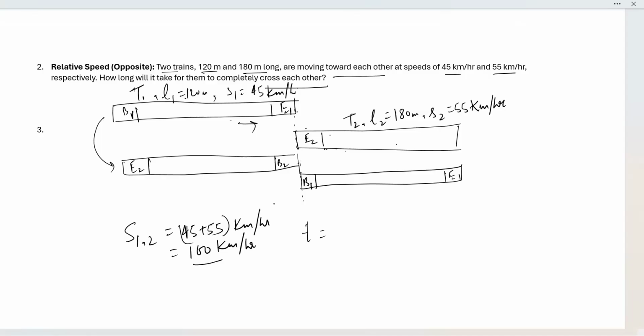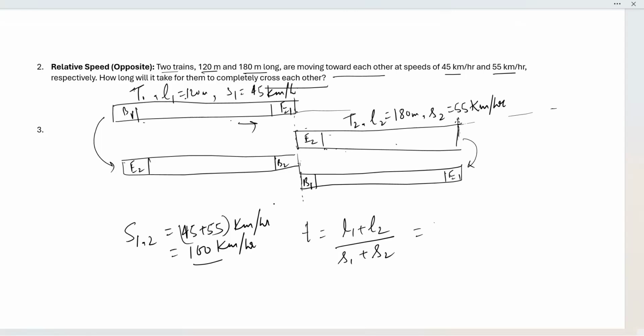This train's engine will first travel the length of train 2 and reach here. So it will traverse the entire length of train 2, and then from here the engine will travel its own length to reach this end, so that the last bogie is in line with the last bogie of train 2. Basically, this situation. So the time would be L1 plus L2 upon S1 plus S2.